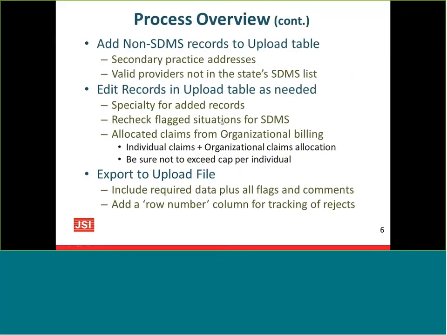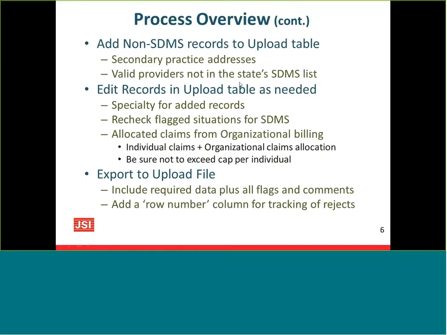Okay, more of the process. Again, I mentioned you have to then go and add the non-SDMS records. That can consist of 2 different things. Secondary practice addresses: you might have already added this MPI for one practice address, but they work at more than one place. So now you're going to have to add that second practice address as a new address for that provider. And also valid providers that are not in the state's list. So obviously, we might be doing Massachusetts, the provider might still have an SDMS in California, and so now we've got to drag that SDMS and give it a valid Massachusetts address.